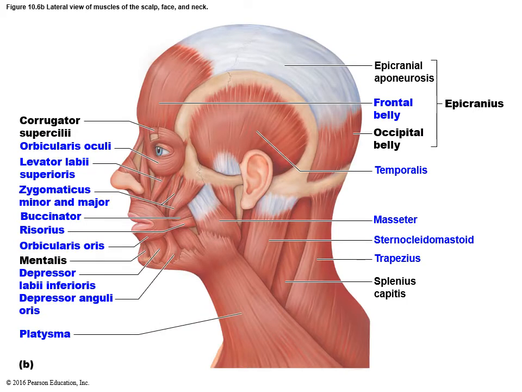Alright, so here is a little profile or lateral view, and let's make sure that we've taken a look at all of them. I think we skipped a few, so we want to make sure that we have everything. We saw the orbicularis oculi already. We saw the levator labii superioris. We have our smiling muscle with the zygomaticus.